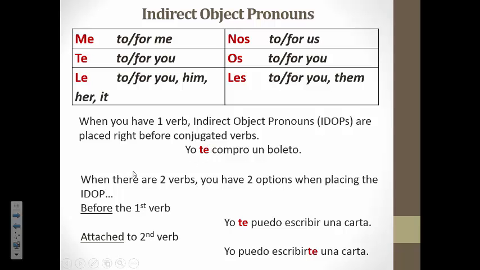When you have two verbs, you have two options, okay, of where you can put your IDOP. Just like DOPs, you can put it before the first verb or you can attach it to the second. So yo te puedo escribir una carta or yo puedo escribirte una carta. I can write a letter to you.